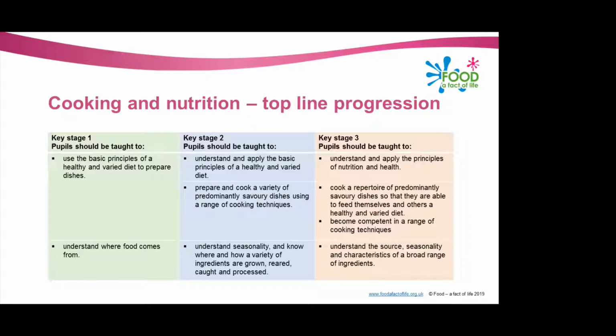So when we're looking at cooking and nutrition from the national curriculum, we're really looking at that top line progression to begin with. So here we can see that we've got Key Stage 1, and there are 2 key bullets that are listed there. And what's interesting is those 2 bullets represent 2 or 3 years of work.